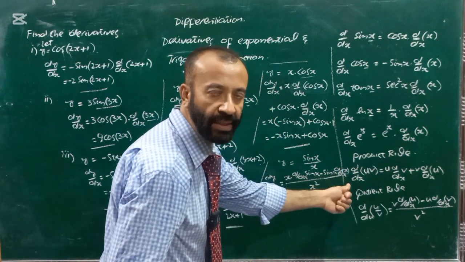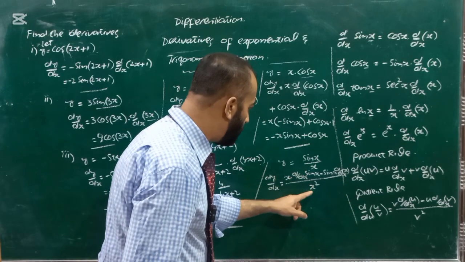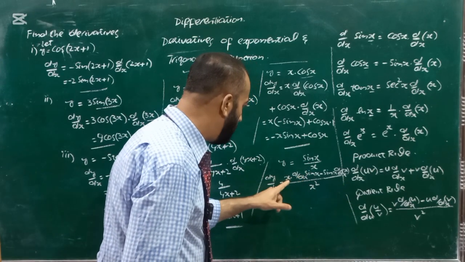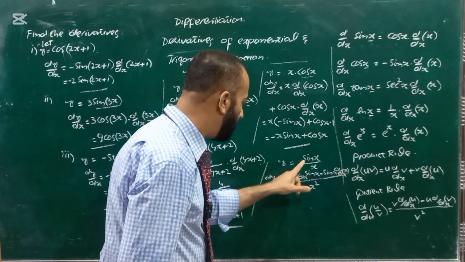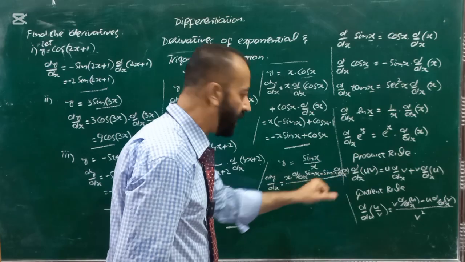Okay, here was less space. So is it clear for you people? So look now, square of the denominator will be placed as it is, differential of numerator minus numerator as it is, differential of denominator.